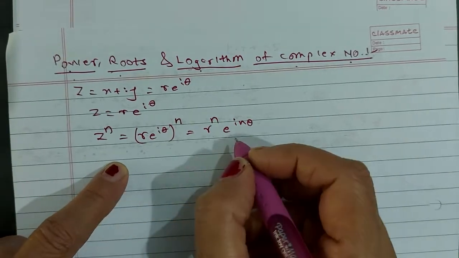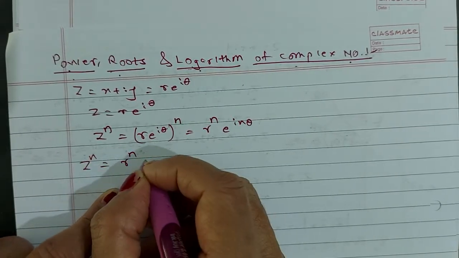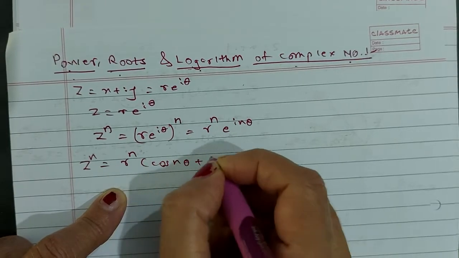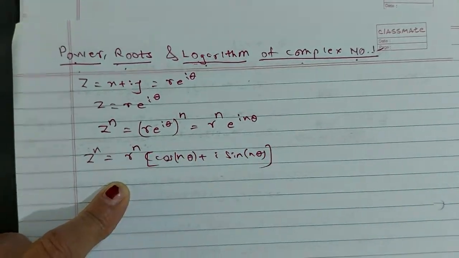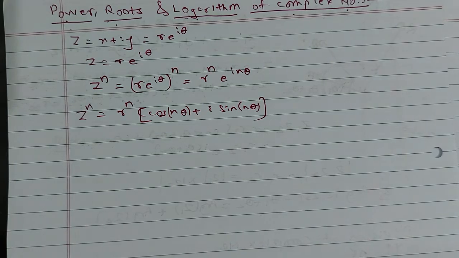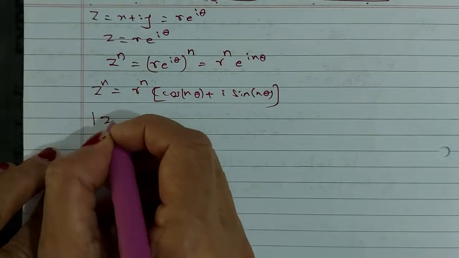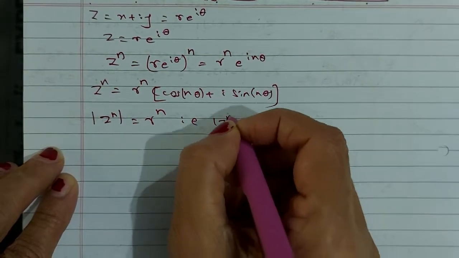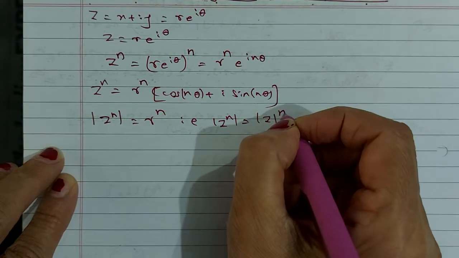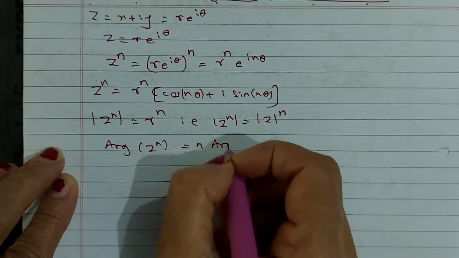Now just now we have studied de Moivre's theorem. What did de Moivre's theorem say? z^n is r^n (cos nθ + i sin nθ). Once we know this, this equation gives us that the modulus of z^n is nothing but r^n, that is |z|^n, and similarly arg z^n will be n arg z.